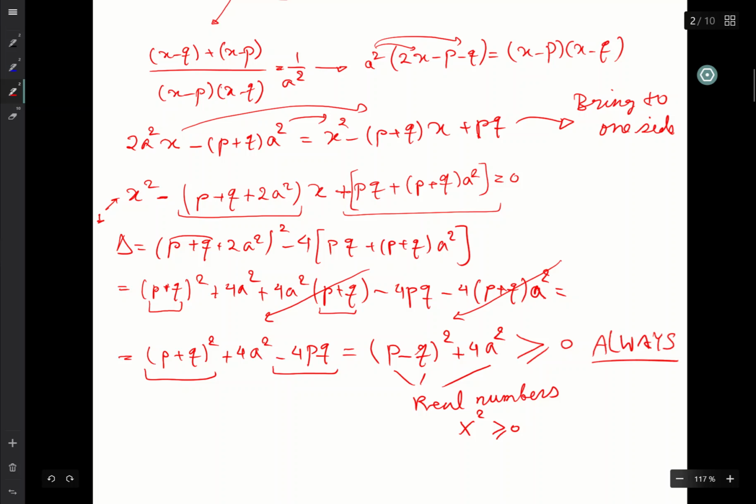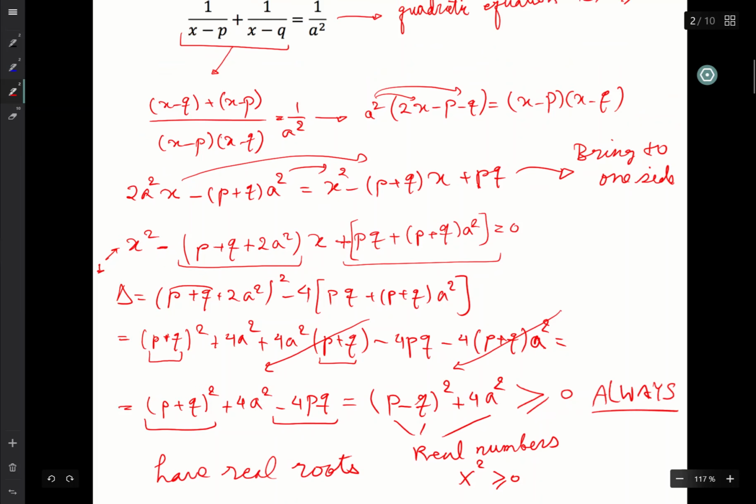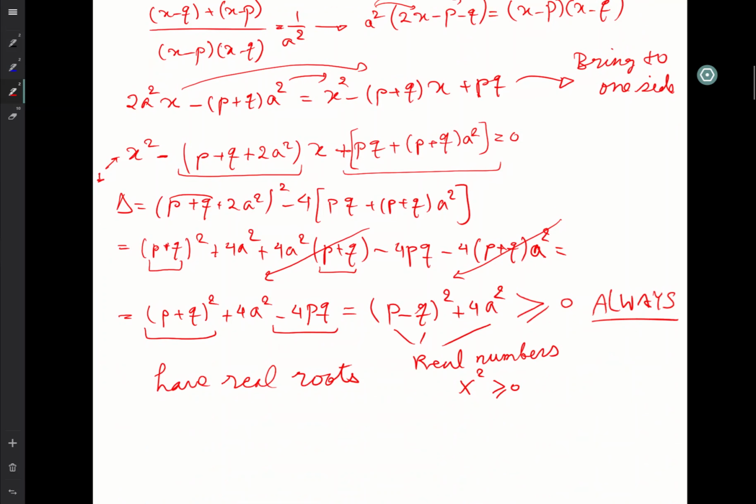And therefore we always have real roots, no matter what a, p, and q are. That's because the delta is strictly non-negative. Okay.